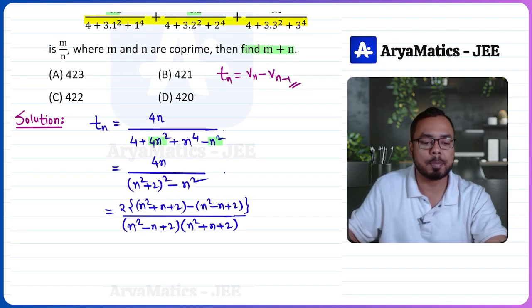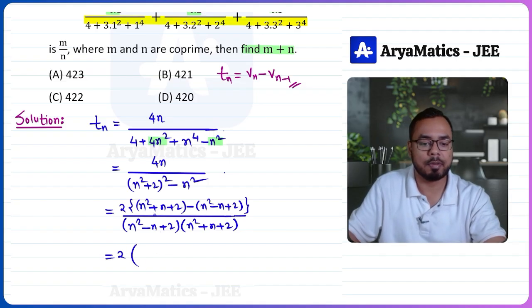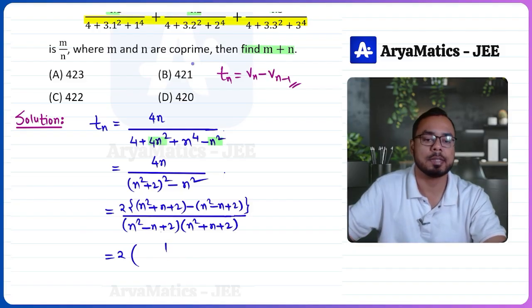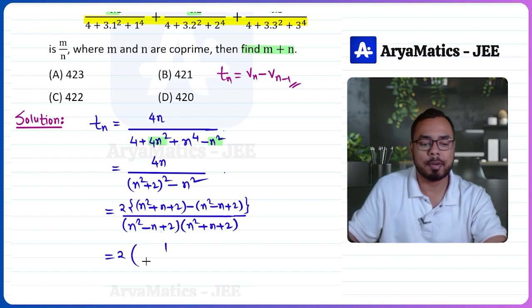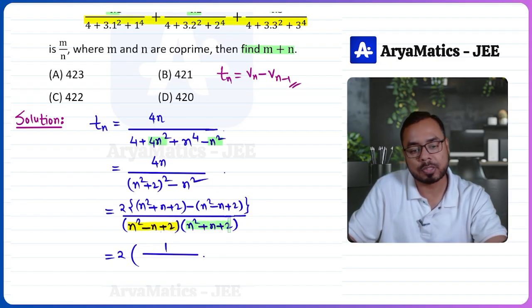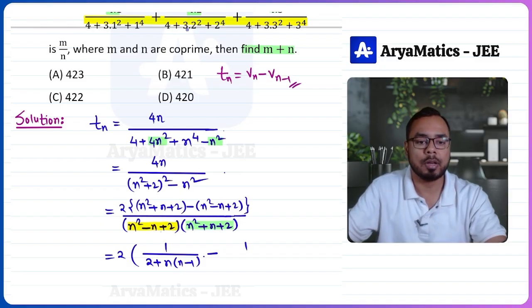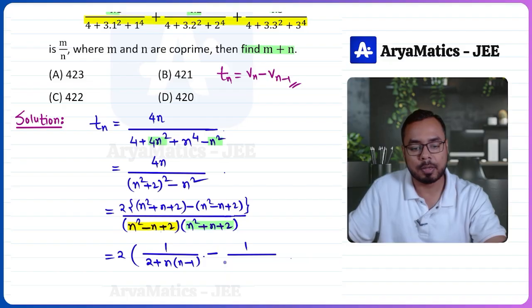And now you can see that if you separate this, then you will get twice of, and in the first one n square plus n plus 2 will cancel. So we have n square minus n plus 2 in the denominator of the first term. And in the second one, the other term will cancel, and you will get this one in the denominator. So this first one you can write as 2 plus, and if you take n common, then you have n into n minus 1. This is the first term. Minus the second one will be 1 divided by, and in the denominator again you can take n common, so you have 2 plus n into n plus 1.